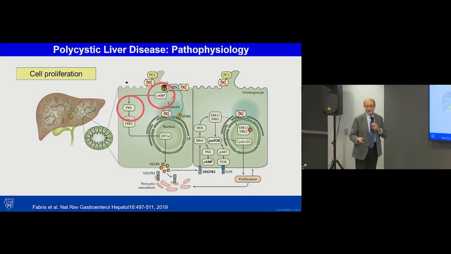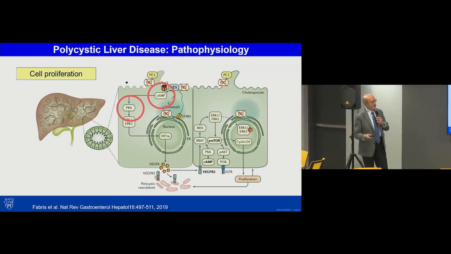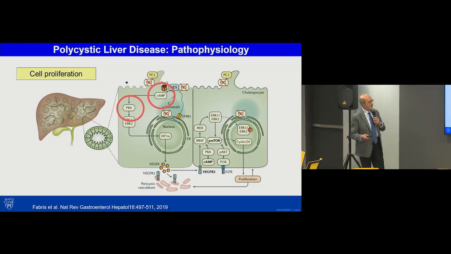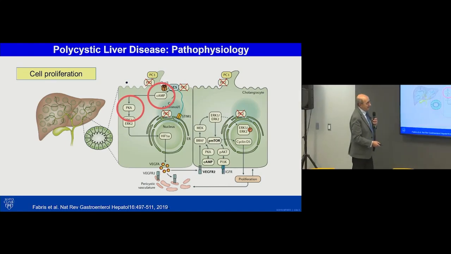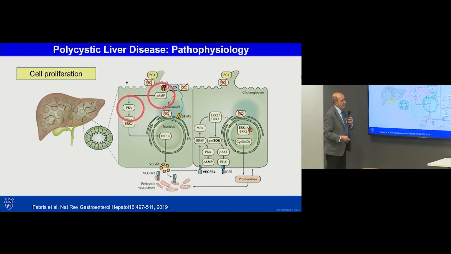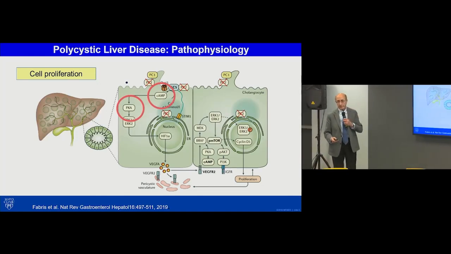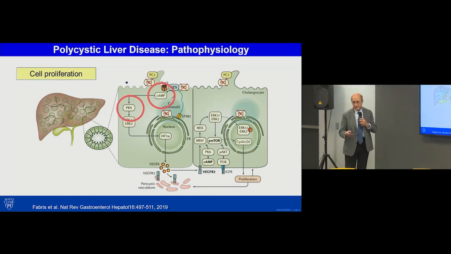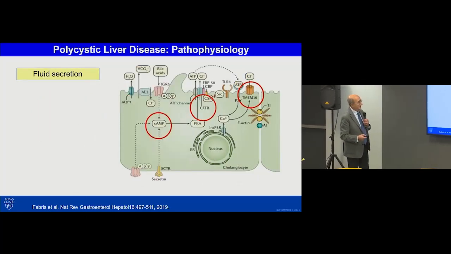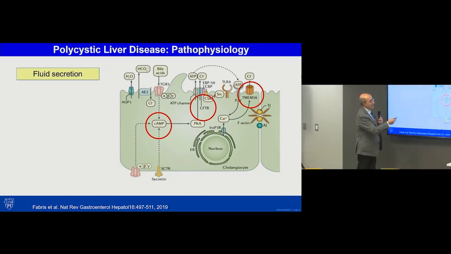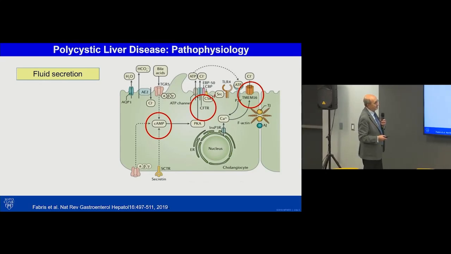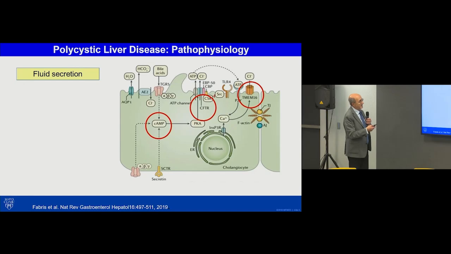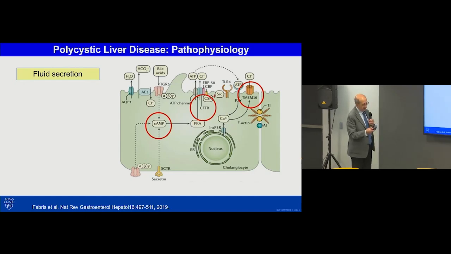Now, the pathogenesis or the pathophysiology of polycystic liver disease is somewhat similar to that of polycystic kidney disease, but of course, with vasopressin not playing a major role. But cyclic AMP and protein kinase A signaling and activation of a lot of downstream signaling pathways is also important in polycystic liver disease, causing cell proliferation and enlargement of the cysts. And also fluid secretion, again with cyclic AMP activating CFTR and also promoting the apical trafficking and activation of another chloride channel, TMEM16, which also plays an important role in the pathogenesis of polycystic liver disease.